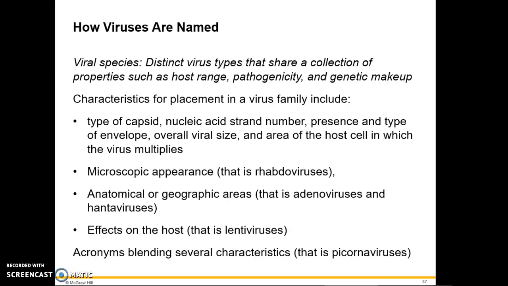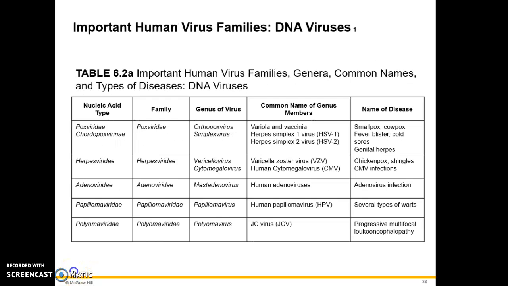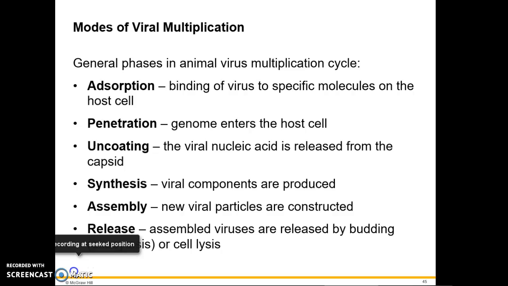So then you also will have acronyms that blend more than one characteristic of a virus in order to be descriptive of some of the characteristics of the virus. Table 6.2a in your book has some important virus families in terms of ones that impact humans. It includes the family, the genus, the common names, and then also the name of the disease that those particular viruses cause.